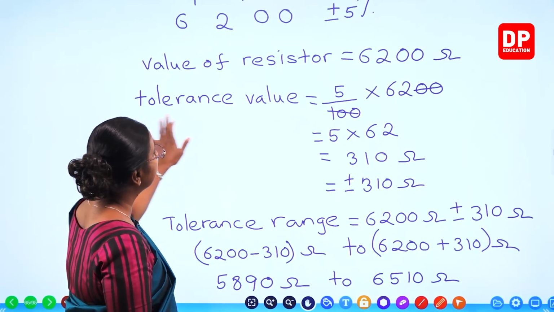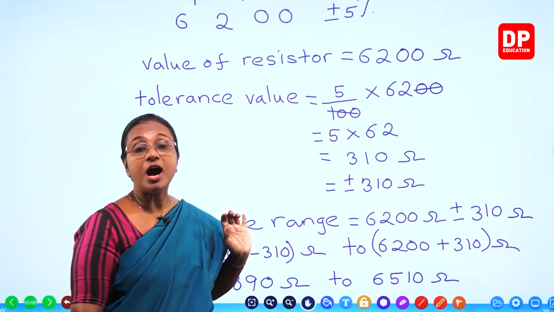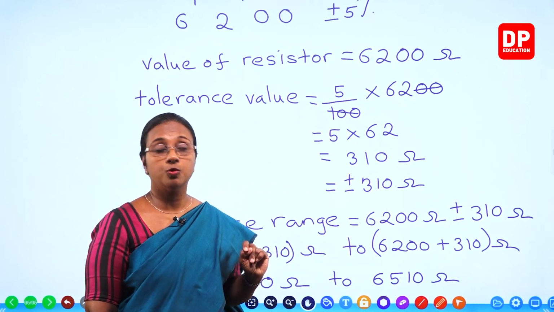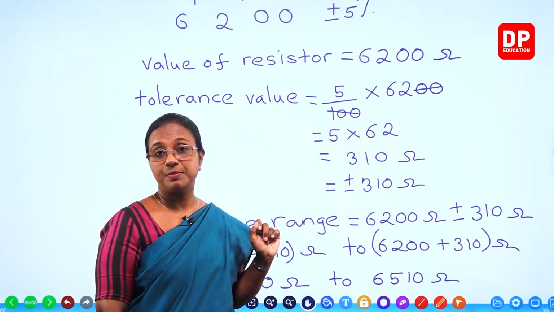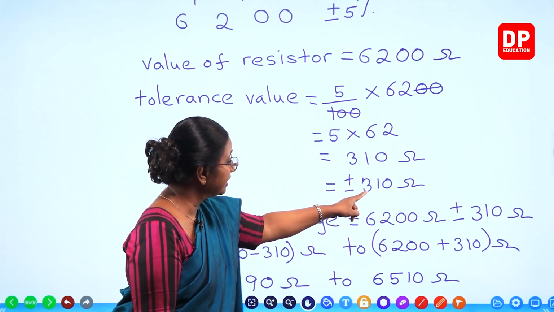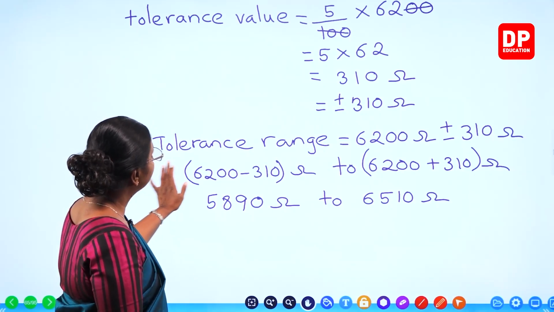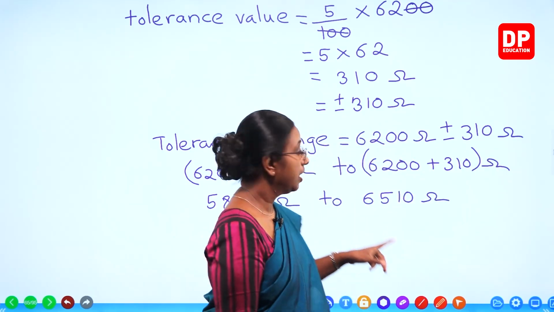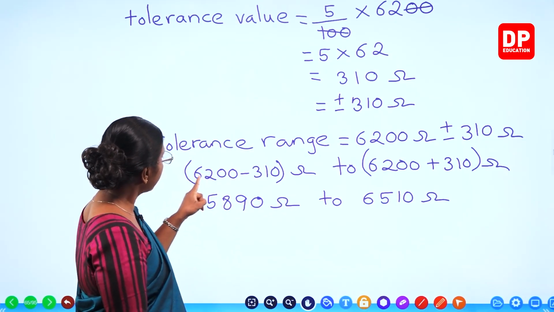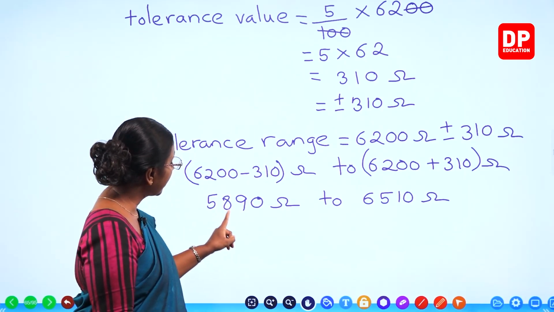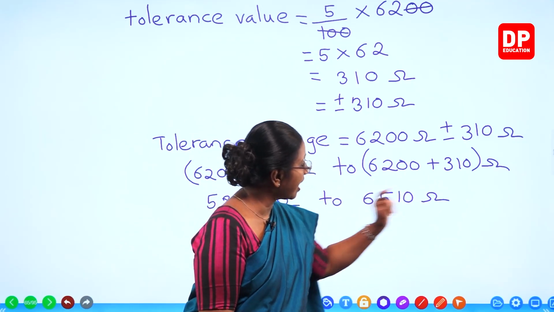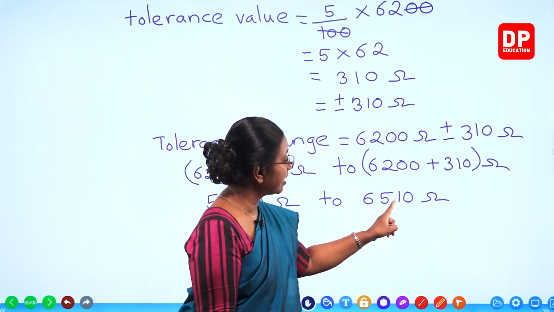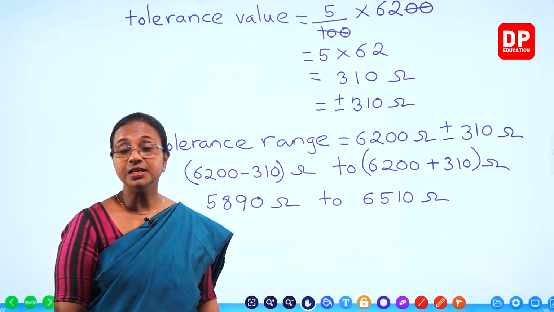So what did we do? We calculated the tolerance value. 5% means for 100, it is 5. Therefore, for 6200, when you calculate, you get the value as 310 ohms. There you can see it shows plus or minus 5%. So, plus or minus 310 ohms. With that, we calculate the tolerance range. So 6200 ohms plus or minus 310 ohms. To get the lowest value, you need to subtract. So 6200 minus 310 ohms, you get 5890 ohms. From that to the highest value, 6200 plus 310 ohms, you get 6510 ohms. And that is the range of the resistor.